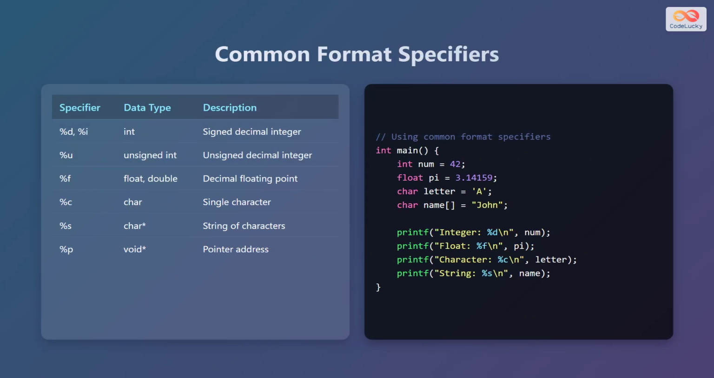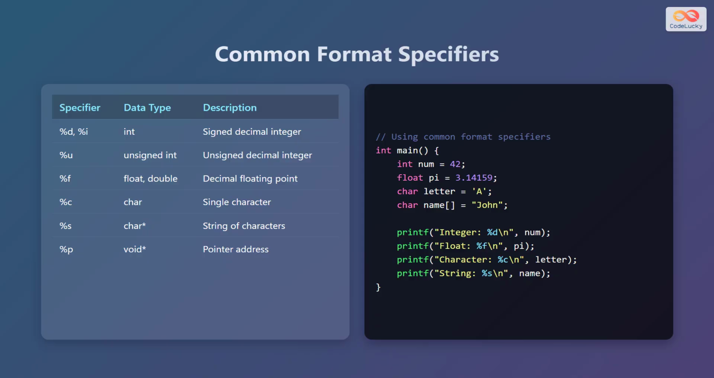Now let's discuss some common format specifiers in C. The specifier %d or %i is used for signed decimal integers of type int. %u is for unsigned decimal integers of type unsigned int. %f is used for decimal floating point numbers of type float or double. %c is for single characters of type char, and %s is for strings of characters, represented as char pointer. Lastly, %p is used to display pointer addresses of type void pointer.